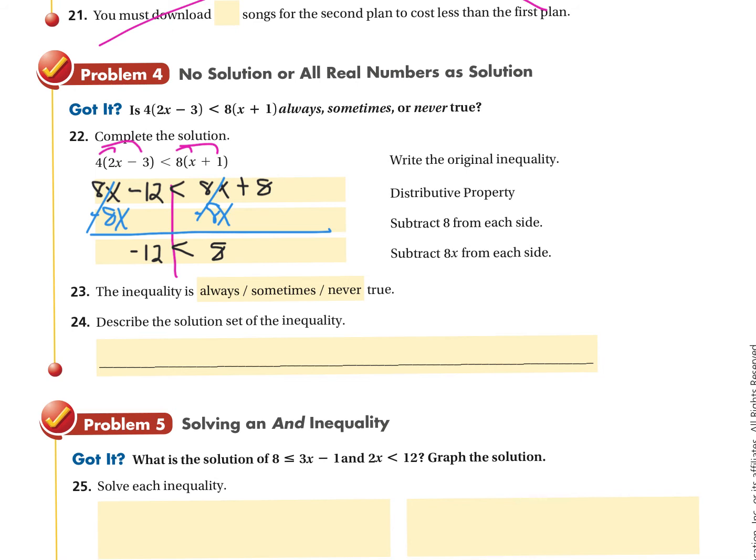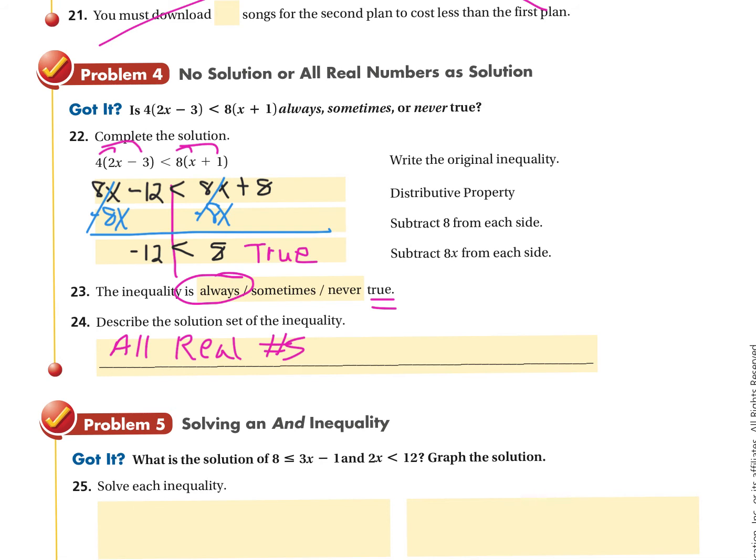So now you want to look at this statement and you want to determine, is this a true or false statement? Is negative 12 less than 8? The answer to that is it's true. Negative 12 is less than 8. So what that means is no matter what value you plug in for x, this will always hold true. So that means that the inequality is always true. So the solution set of the inequality would be all real numbers. Any numbers you can think of, okay?